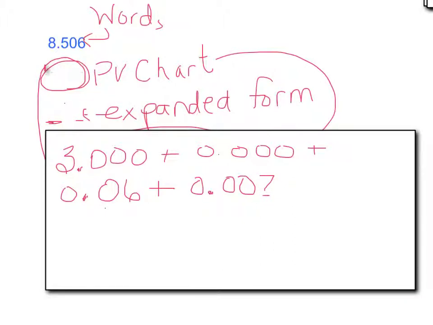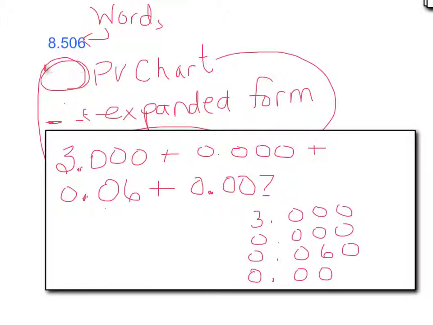Could be written up and down vertically like we've been doing as well. So 3.000. You could put those zeros in if you wanted. 0.06, and we could have that 0 on the end too if we wanted. 0.007. Key, we need to have that plus sign for all of those, and that's how we could write it in the up and down format there.